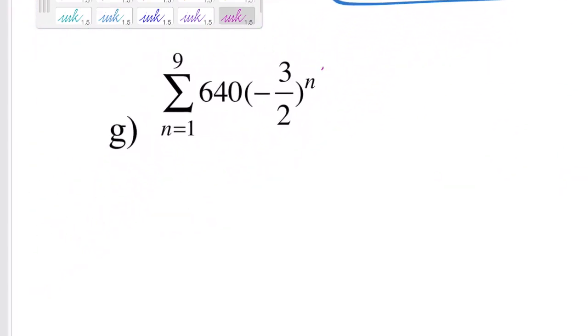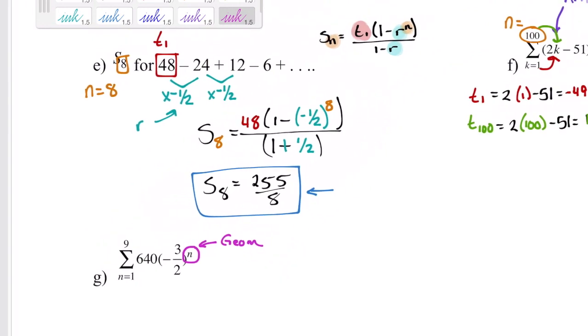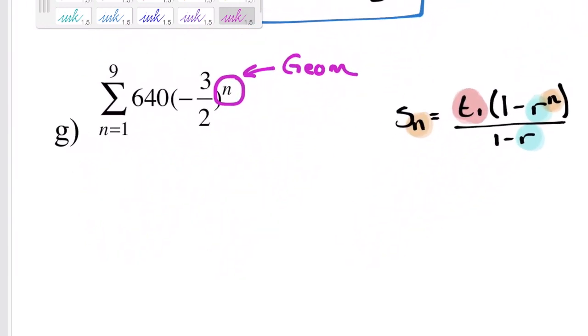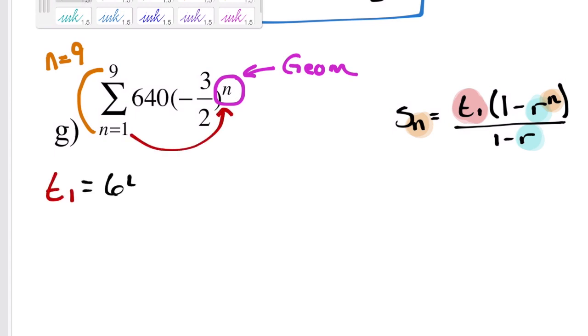Here, because my variable is my exponent, I know this is going to be geometric. So I'm using this formula up here. I need my n, my number of terms, because I go from 1 to 9. I know my n is going to be 9. There are 9 terms there. For my first term, again, I'm going to plug a 1 into that n, figuring out what my first term is. Simplifying that out, I end up with -960.